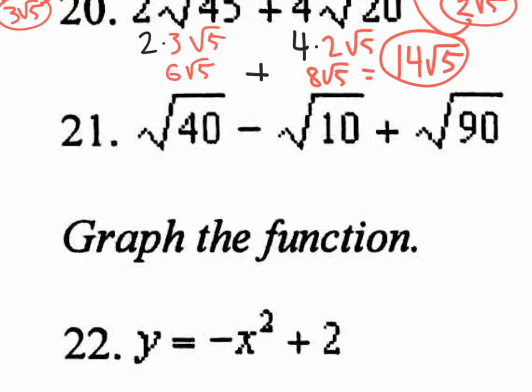So number 21, you're going to do the same thing. You're going to simplify all radicals to be able to see if any of them are alike, and those that are alike you could combine. You cannot say 40 take away 10 is a square root of 30. It doesn't work that way. They have to be like terms. It's kind of like if this were an x, this were a y, this were a z. You can't combine them. So let's start by simplifying the square root of 40.